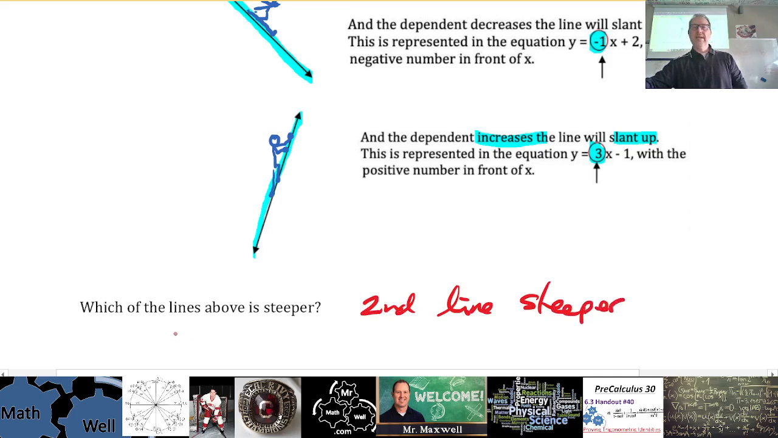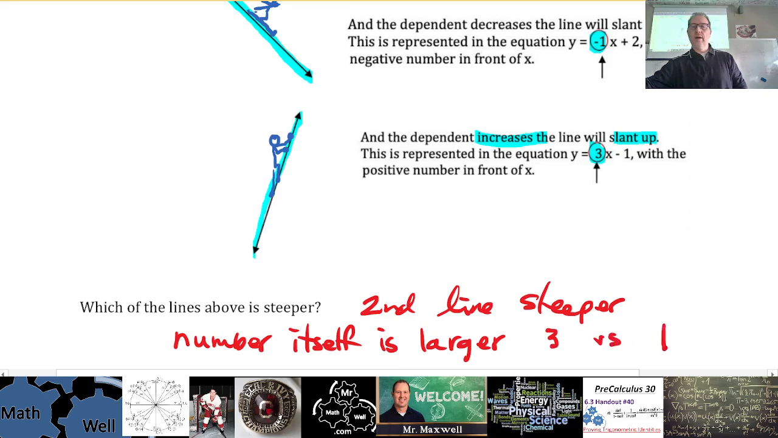And the actual value, regardless of the sign, if you don't think about positive or negative, the number itself is larger for that line. That's the 3 versus just the 1. And again, I'm not talking about positive or negative now, but the actual, it's called the absolute value of the number. Have you guys ever heard absolute value before? You guys know what that is?